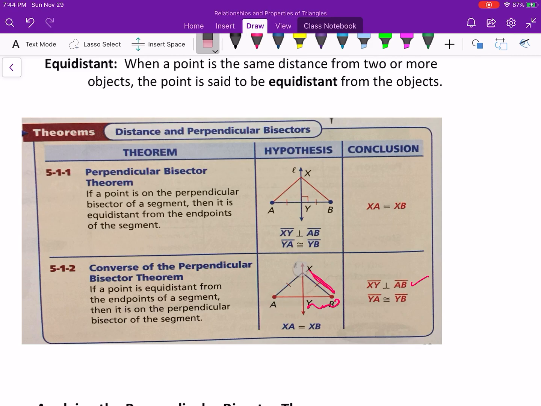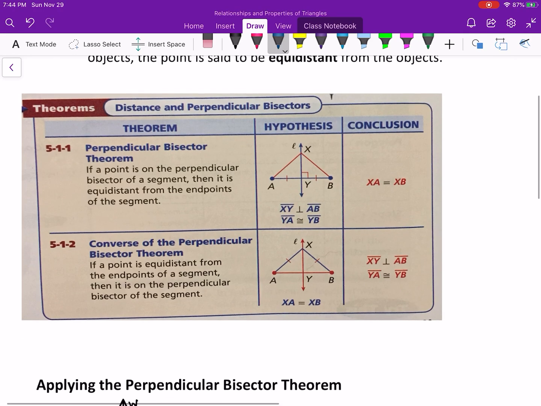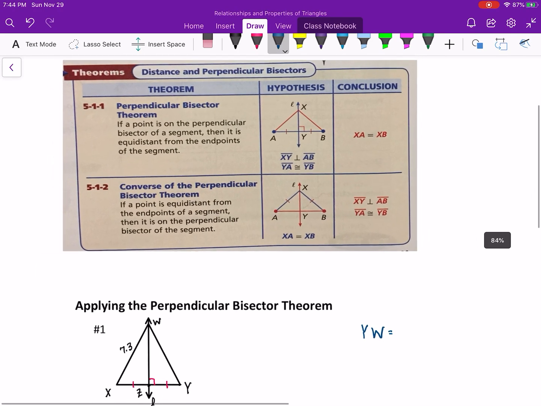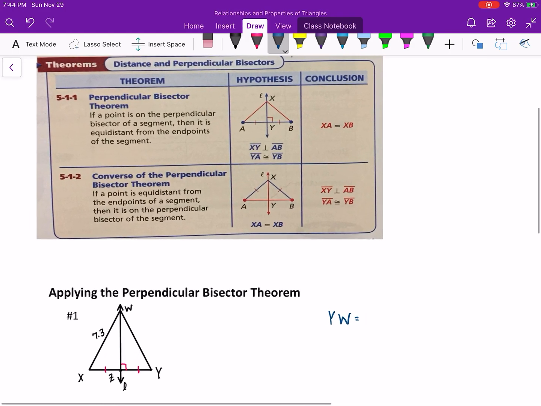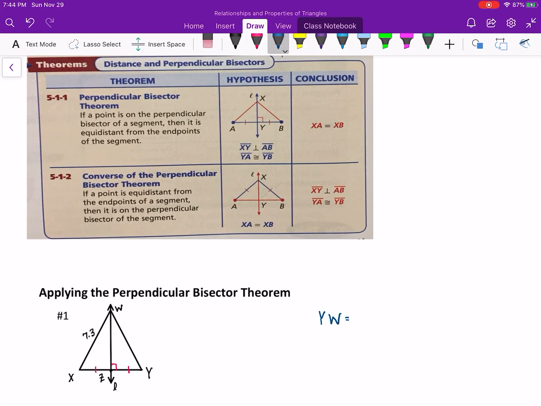So the original theorem and its converse are both true. All right, so let's take a look at how we can use those. We'll apply them. Let me see if I can keep the theorem at least where you can see it. All right, so let's look at example 1.